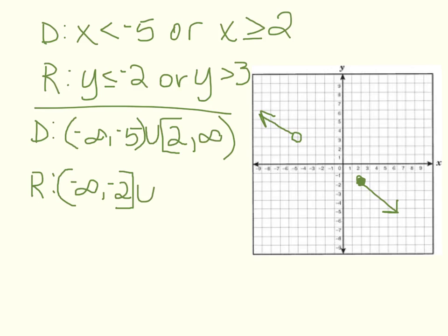We'll use our union symbol, and now we're ready to start with the next portion of the line. The line picks up where y is 3. So we'll put a 3, and it goes on infinitely in an upward direction, so we will write a positive infinity symbol. Because this starts out with a hollow dot, we know that we will put a parenthesis in front of the 3 and also a parenthesis after positive infinity.